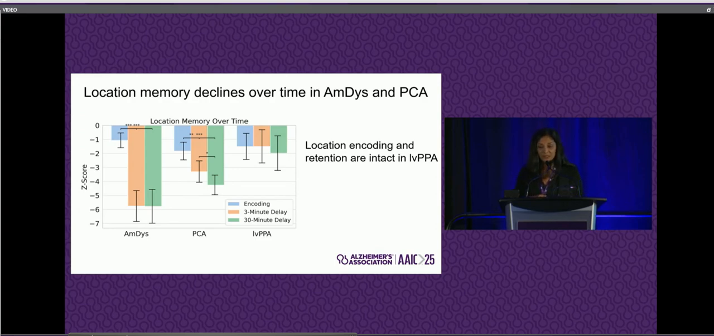The PCA group, interestingly, had a stepwise decline in location memory. So while encoding was relatively spared, we see that they lose this memory for location binding at 3 minutes and further at 30 minutes. In contrast to these two groups, location encoding and retention were intact in LVPPA.